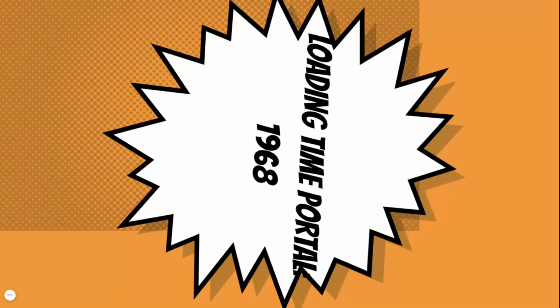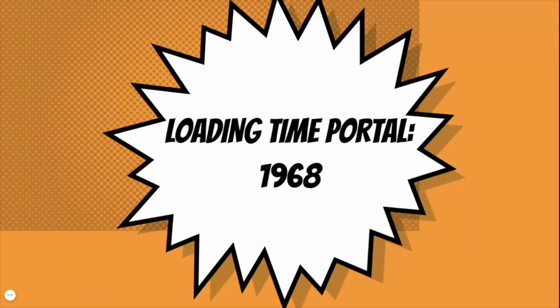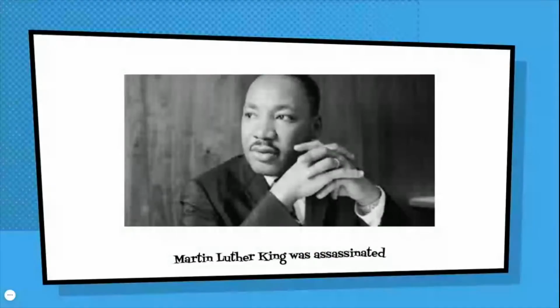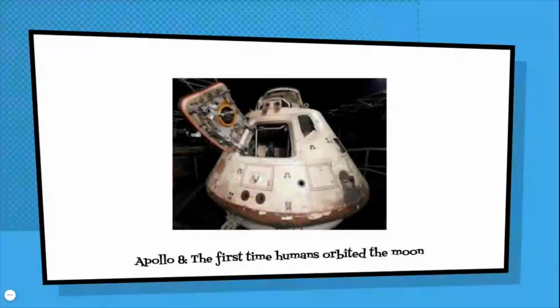Loading up. 1968. I tell you, 1968 was kind of bleak, man. Martin Luther King was assassinated. It's a day you'll never forget. Things started to turn around when Apollo 8 became the first time humans orbited the moon. We didn't get to land on it just yet, but we sure did get to circle it. And that brought some hope to the world.